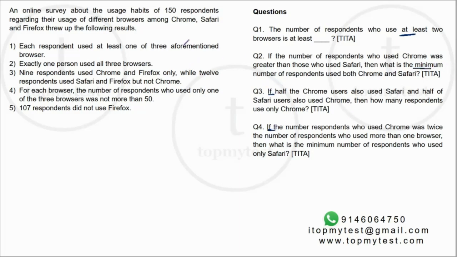So you know that there's only a little amount of data, and you basically have to create the Venn diagram as quickly as possible and then move on to the questions. Let's see what the data says.